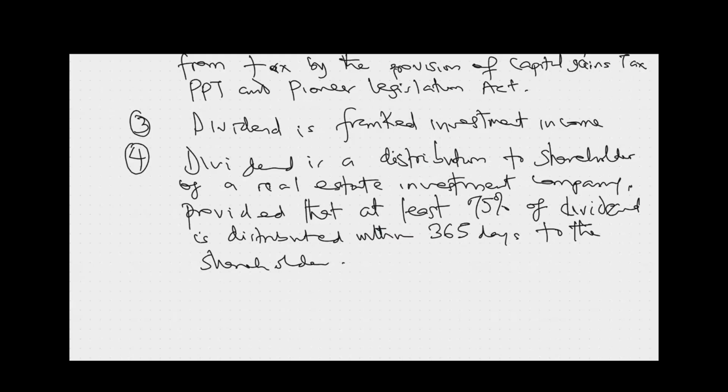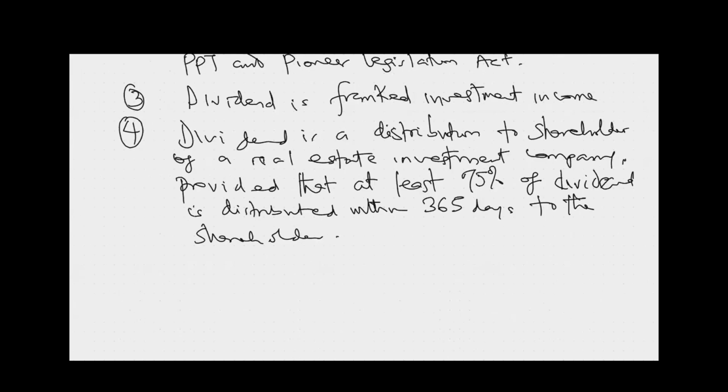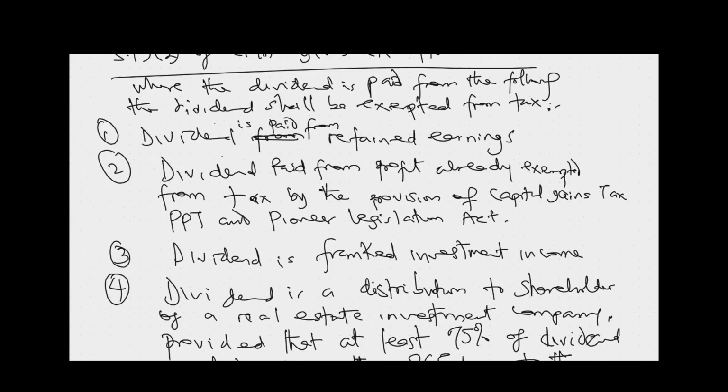Okay, and when is it going to be exempted from tax? It also has a provision: provided at least 75% of the dividend is redistributed to the shareholder within 365 days. That is, when the distribution is made by the real estate investment company, they have distributed at least 75% of it to the shareholder, and the shareholder in turn redistributes at least 75% of that within the year. Okay, now let's look at some scenario. Open your study pack. I think there's some scenario in your study pack for us to dive into.